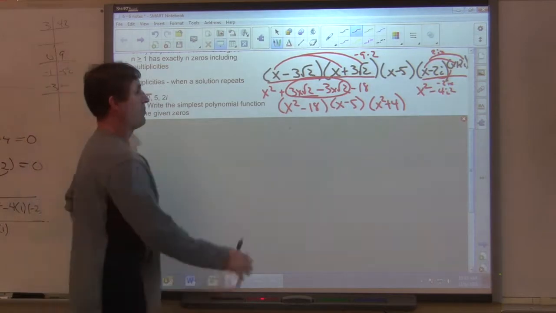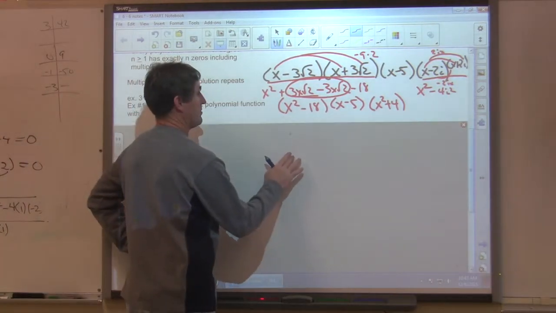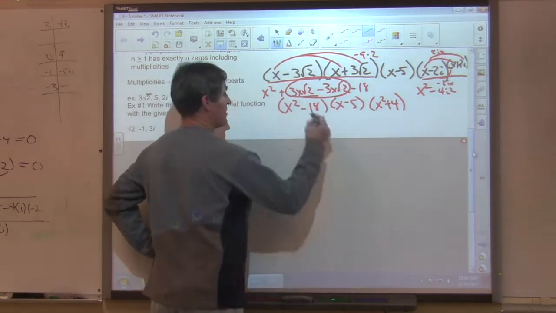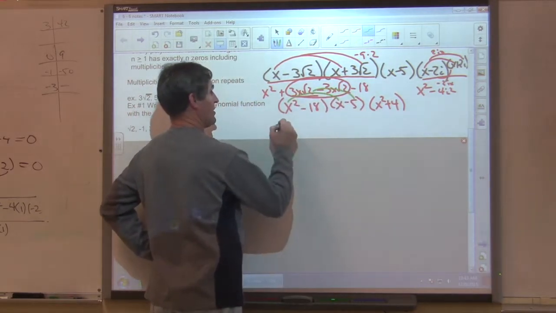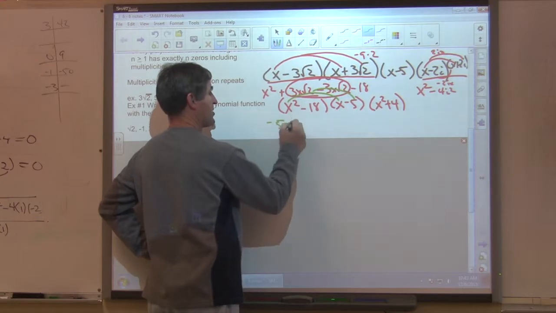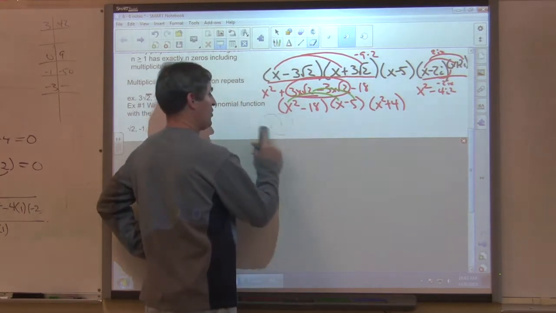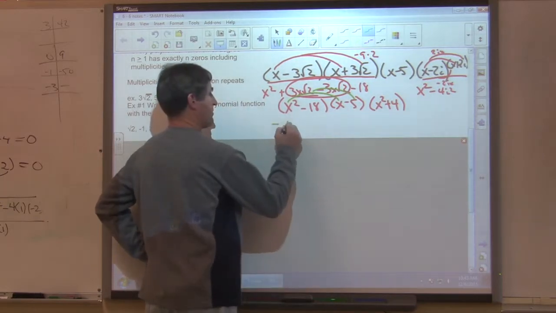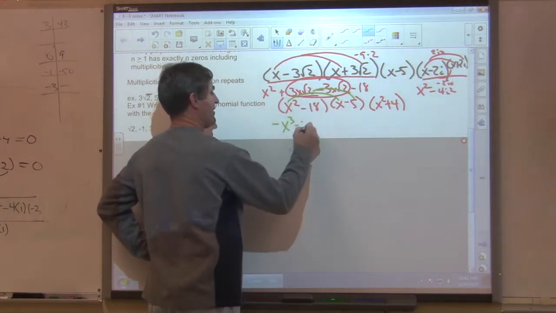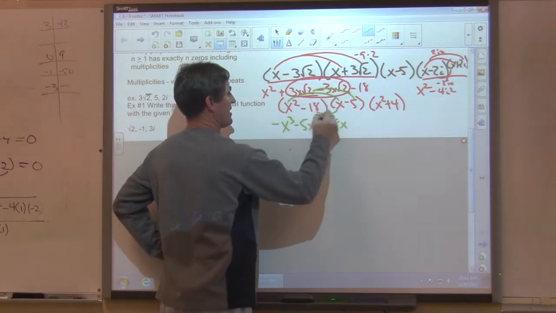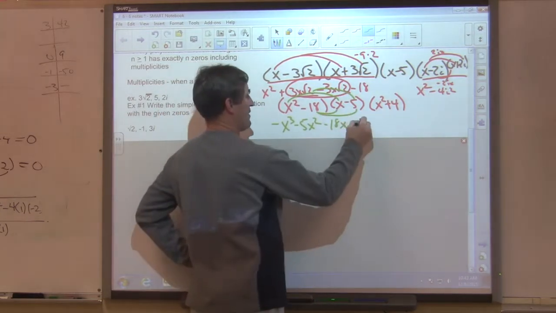Now I'm going to have to go through the process of multiplying that together. So I'm going to go x squared times both. So negative x cubed first, then negative 5x squared, and then negative 18x, and then negative 18 times negative 5 is a positive 90.